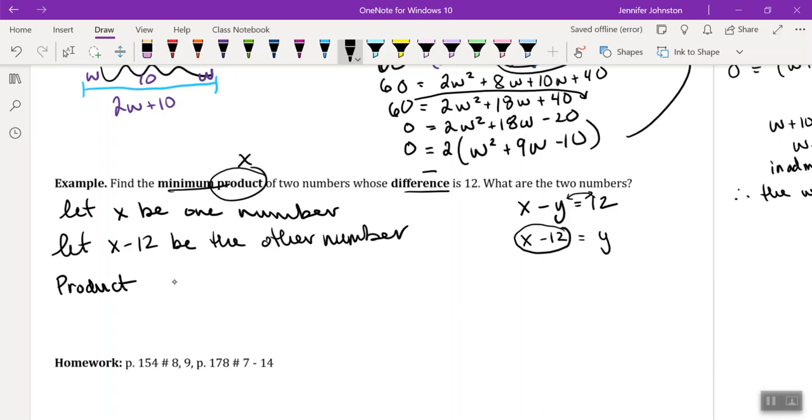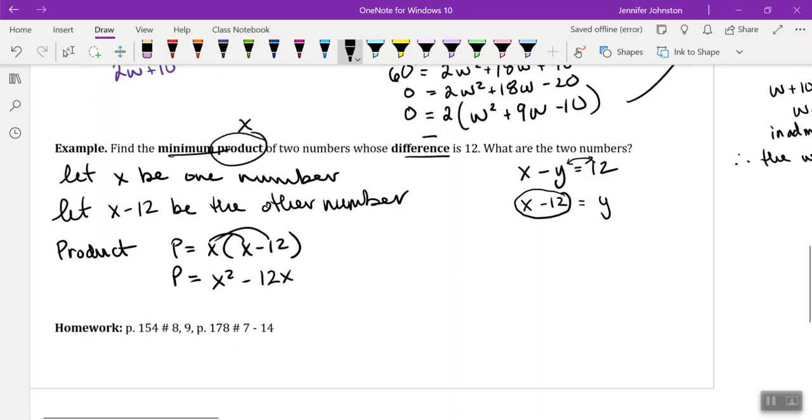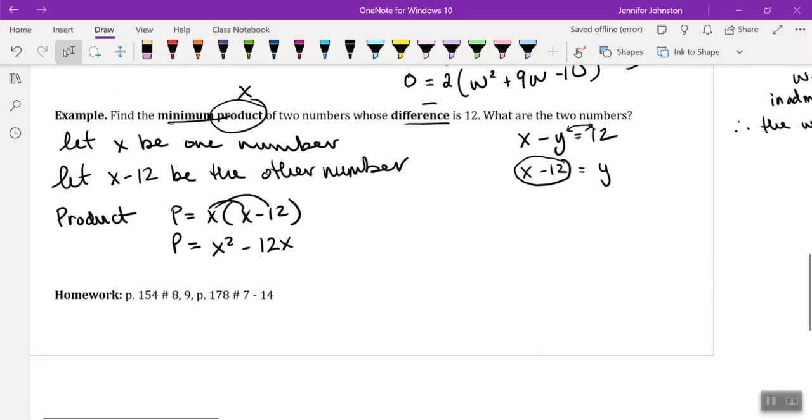The product of these is x times x minus 12. Let's FOIL this. So again, we're trying to find that trinomial in order to complete the square. Here we just don't have a constant value. Okay, so let's complete the square.